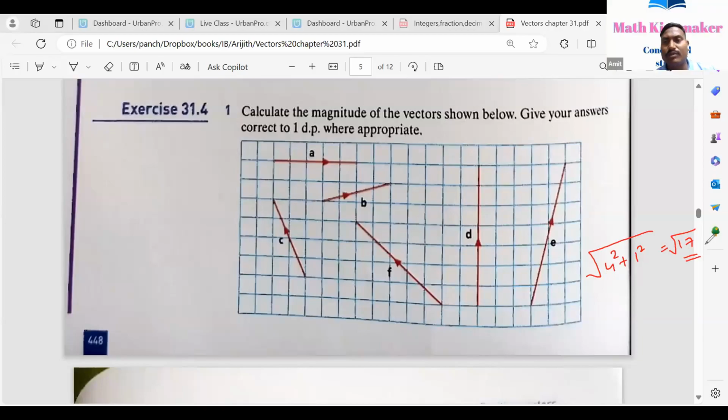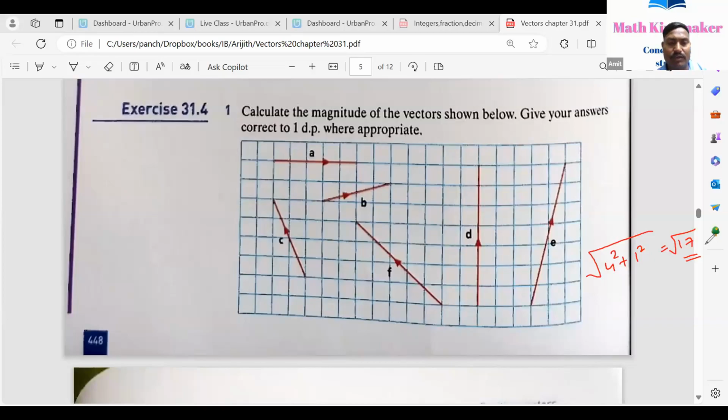Okay, what is the magnitude of c? So for C, it's 2, 4. It's minus 2, 4. Minus 2, 4. That means you have to practice it a lot. Yes, sir. For vector representation, you have to practice it a lot.